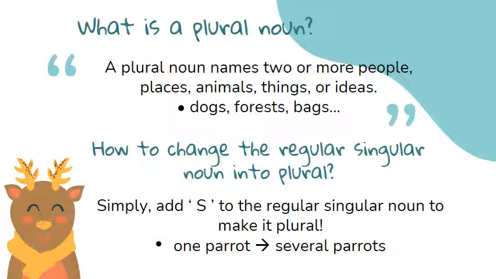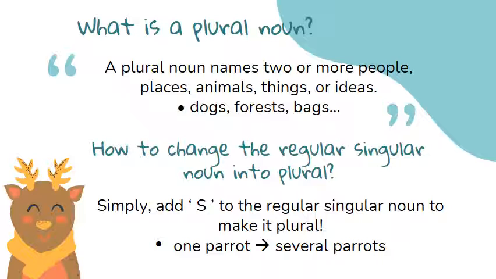So you also have to notice something, that we say plural and singular for the nouns, not verbs, not adjectives, not the articles. We say plural for the nouns. A plural noun names 2 or more people, 2 or more places, 2 or more animals, 2 or more things, 2 or more ideas, like dogs, forests, bags. How to change the regular singular noun into a plural?